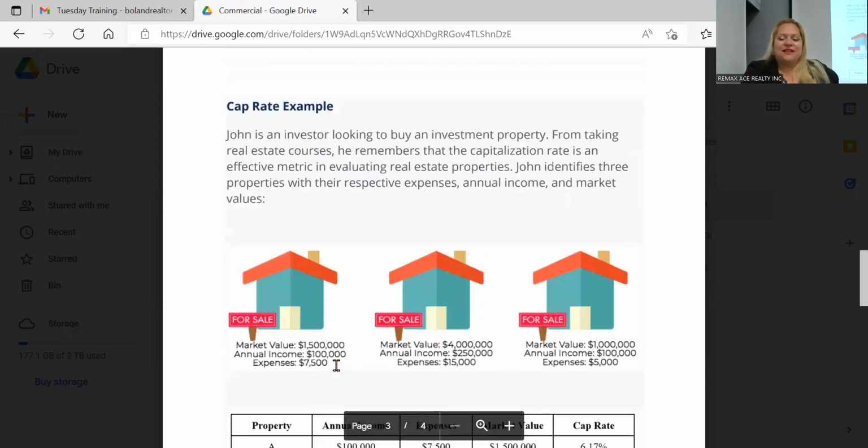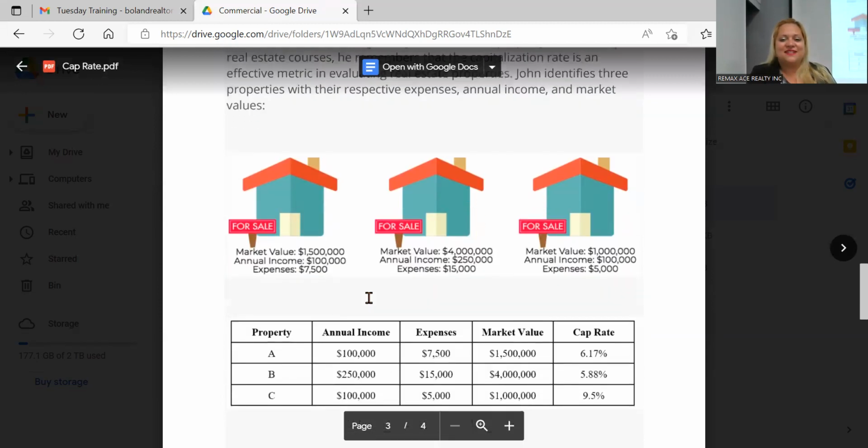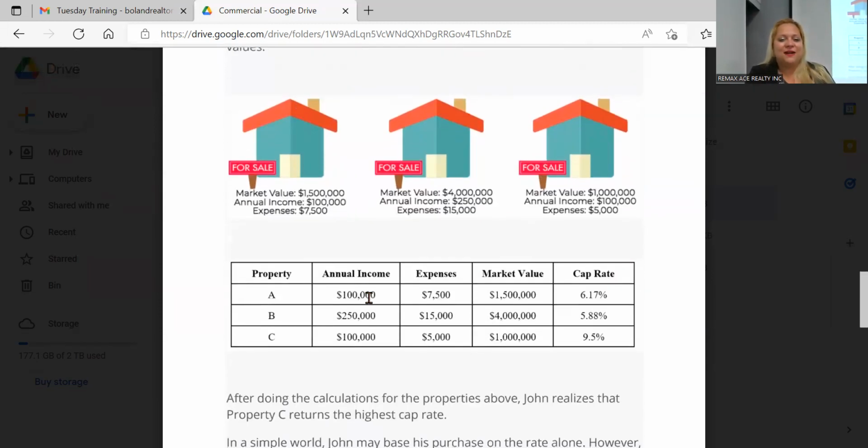So we'll just go over a cap rate example right here real quick. John is an investor looking to buy an investment property. From taking real estate courses, he remembers that the capitalization rate is an effective metric in evaluating real estate properties. John identifies 3 properties with respective expenses, annual income, and market values, right? So the first one, market value is 1.5. Annual income is 100,000. The expenses are 7,500.